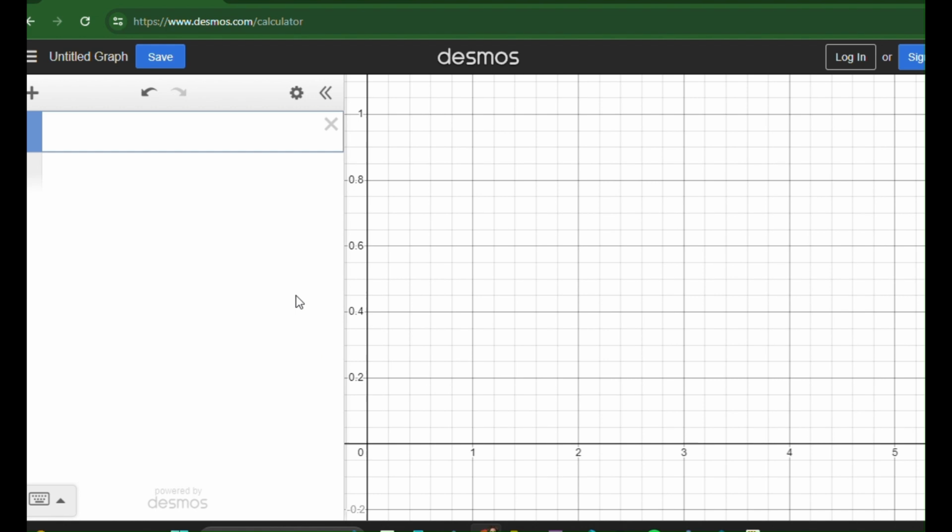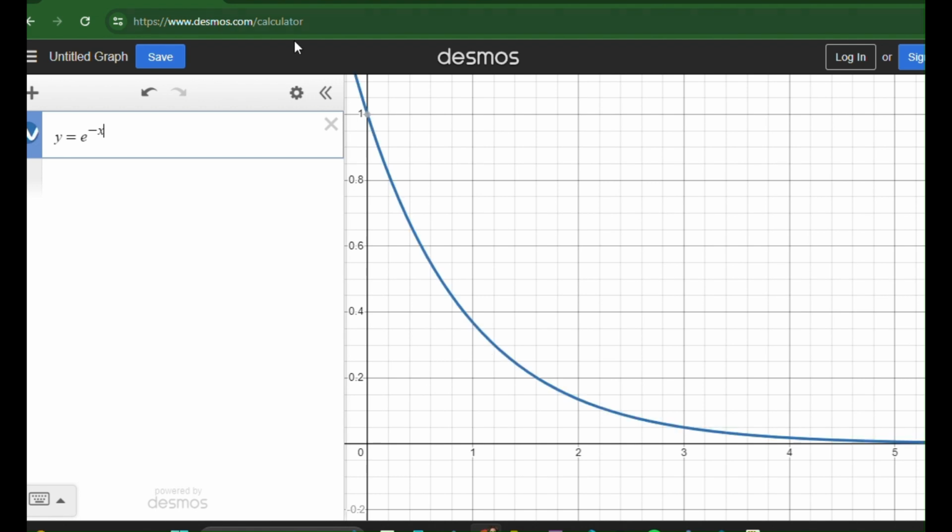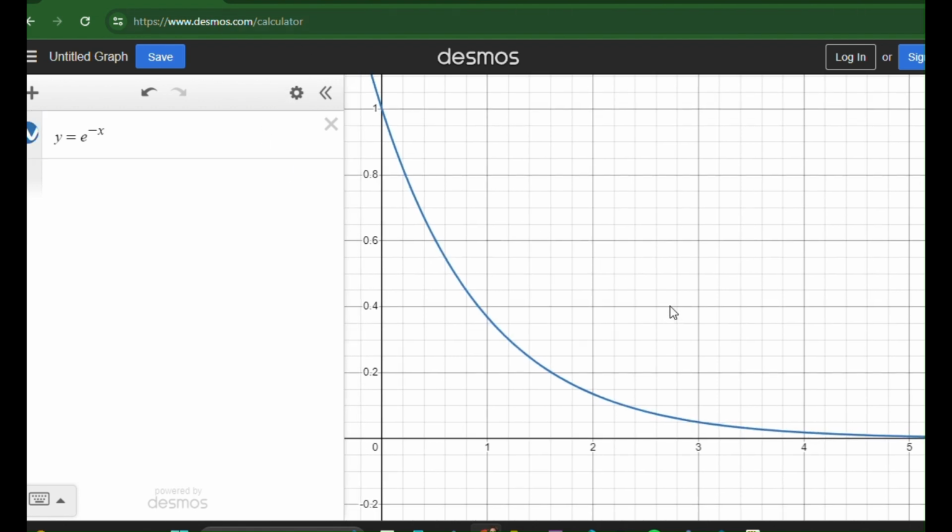So I said my y was the current over the battery voltage over the resistance. I'm just going to say that that's equal to e raised to the negative t over tau, which we're representing as x. So negative x. And this is a perfect example graph of what this equation is going to look like and how that current changes over time.